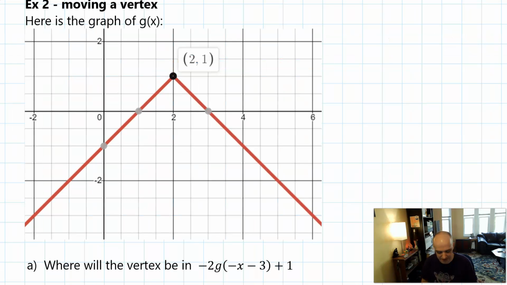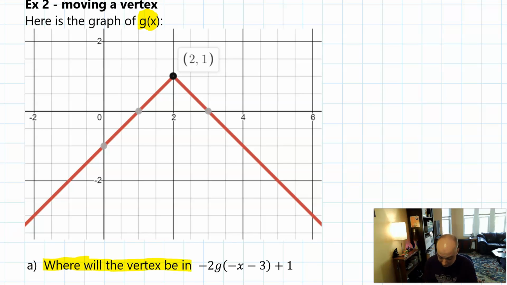Example 2 is going to be really similar to this. So we have a function, and it appears to be some kind of absolute value equation, and that's fine, but we don't need to know the equation of the existing graph. Here's the graph of G, and the question is, where will the vertex be under a certain transformation?